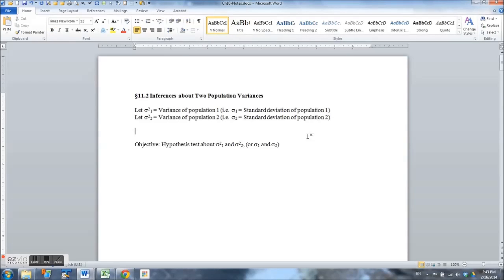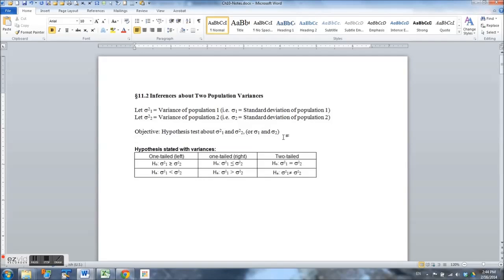In this case, we are not going to look at a confidence interval. Our objective is only to test hypotheses about sigma sub 1 squared and sigma sub 2 squared, which would be equivalent to the corresponding standard deviation test of sigma sub 1 and sigma sub 2. And the hypothesis can be stated either with variances or with standard deviations. And again, it has the same three different formats.